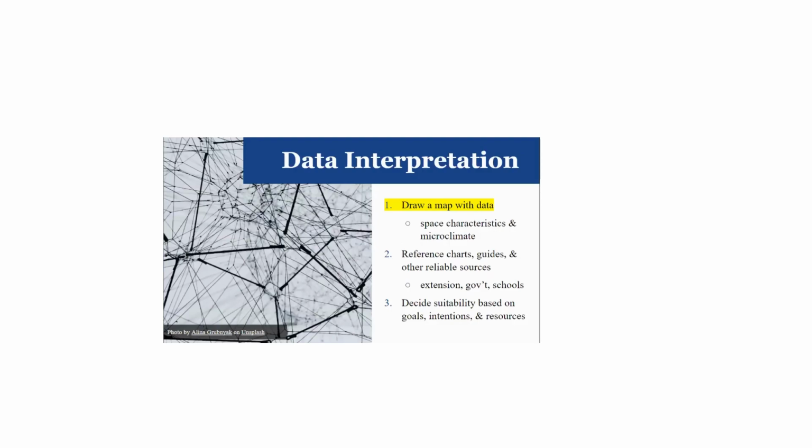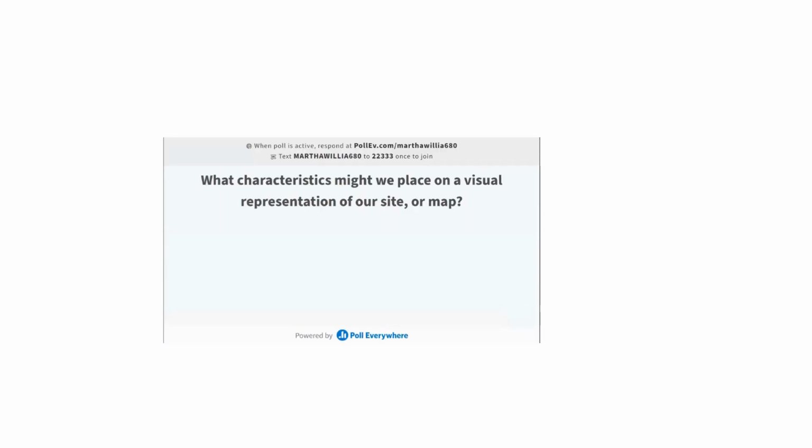So if we go back to our list of what to do after you do your site assessment, you'd want to draw a map with your data with these different characteristics. So what are some of these characteristics that we might place on a visual representation of our site? Labels. Can we get more specific? What are we labeling?